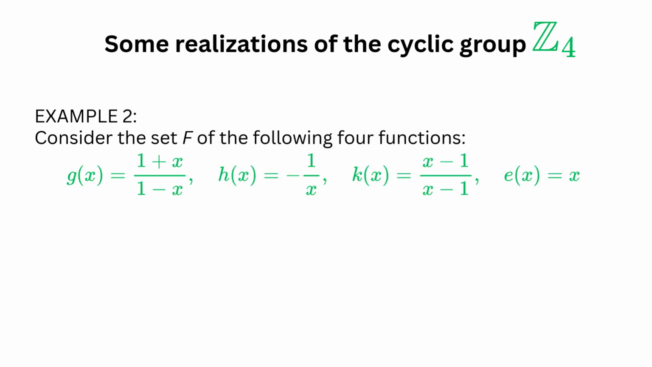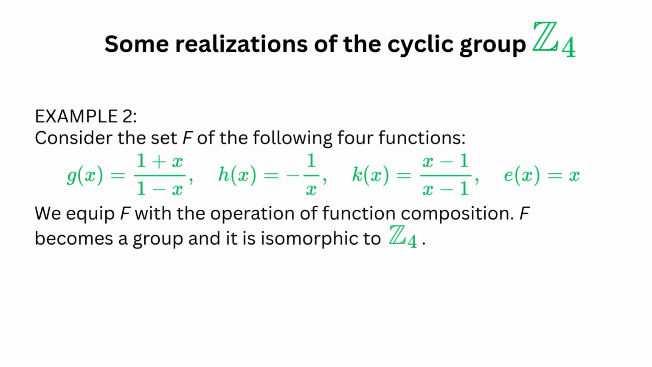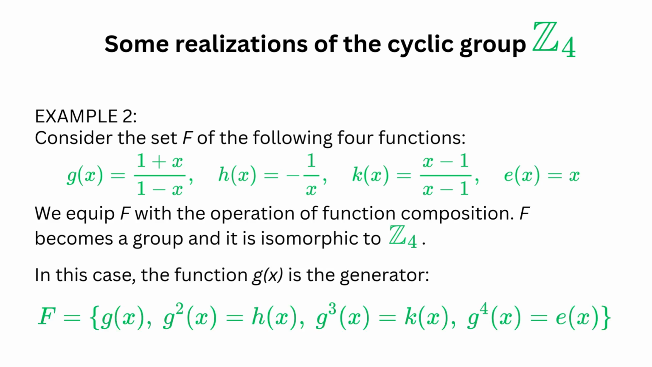Then, consider the set F of the following 4 functions. We equip the set F with the operation of function composition. It is easy to verify that F becomes a group and it's isomorphic to Z4. The generator is the function G.